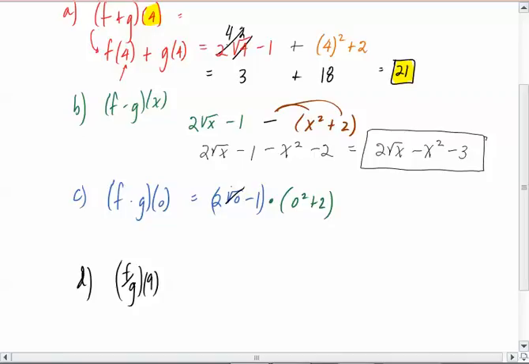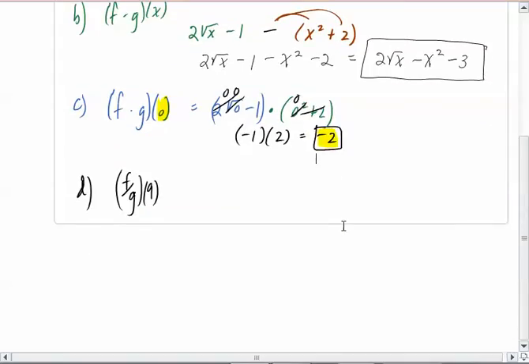We have square root of 0 is 0. That's going to be a 0. 0 minus 1 is negative 1. That's going to be 0, and that's going to be a 2. So we have negative 2. Okay? Again, because we put in a value, we get a value. Makes sense? Alright, let's do this last one, and we'll be finished.